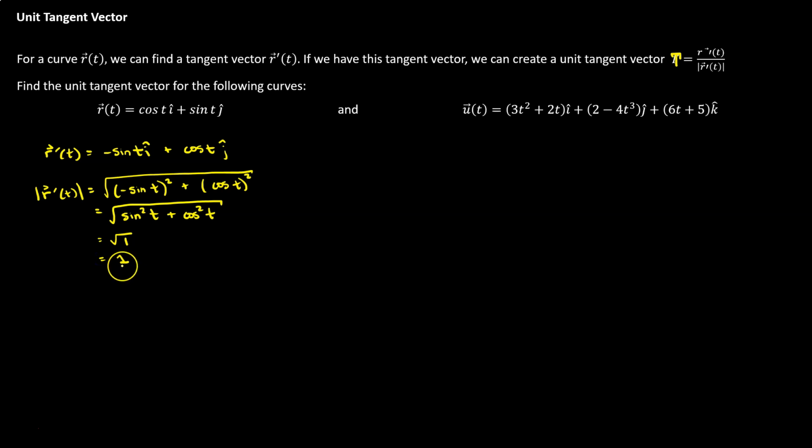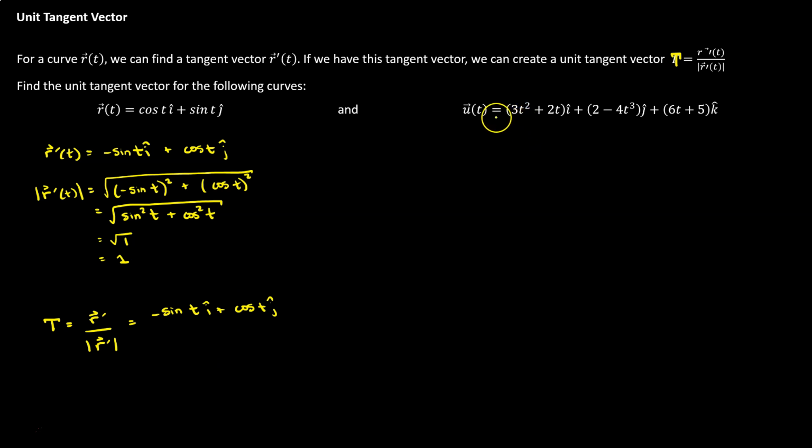We were calculating the magnitude of that r prime vector. We just found the magnitude is 1, so spoiler alert, that was already a unit tangent vector, but just to be thorough, we could say that T is equal to r prime divided by the magnitude of r prime, which would be -sine t i hat plus cosine t j hat divided by 1. Or we don't even have to write divided by 1.